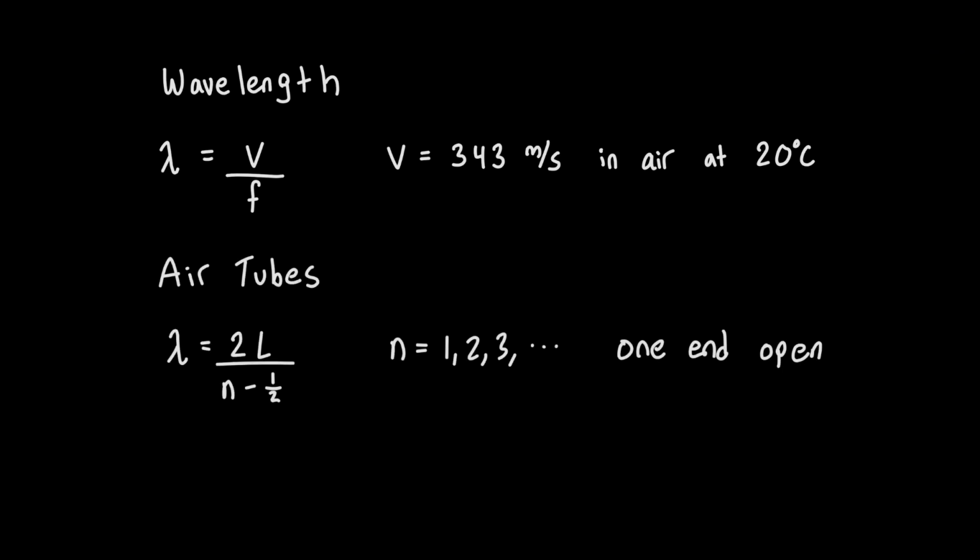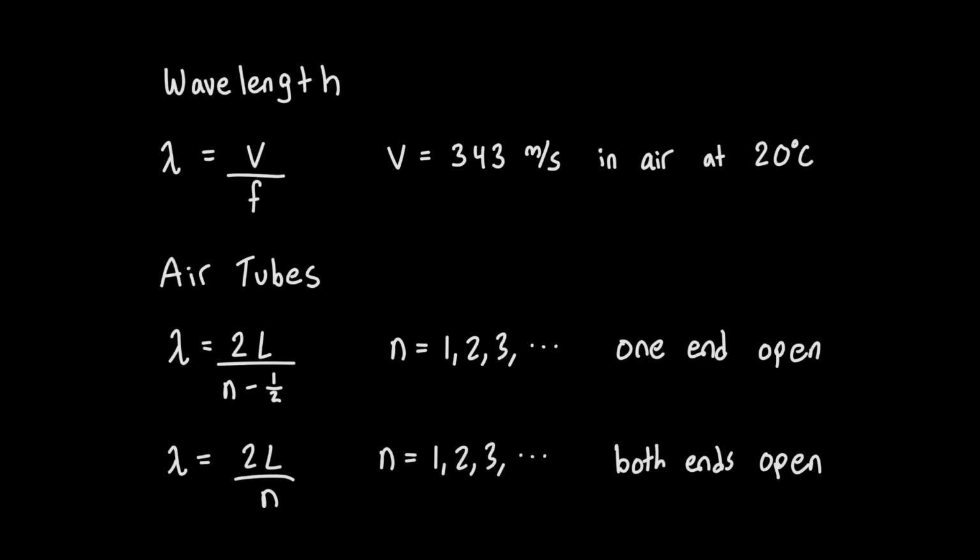For the sound tubes, we need to know whether one end is open or both ends are open, because that's going to change our equations. So if we have one end open, the equation we're going to have for our wavelength is going to be 2L over n minus a half. So n can be any positive integer, so 1, 2, 3, etc. And what that means is that the standing waves that can be formed can be calculated by using different values of n. So the equation for both ends open is almost the same, except instead of n minus a half, we've got n. And same thing, n is going to be any positive integer.